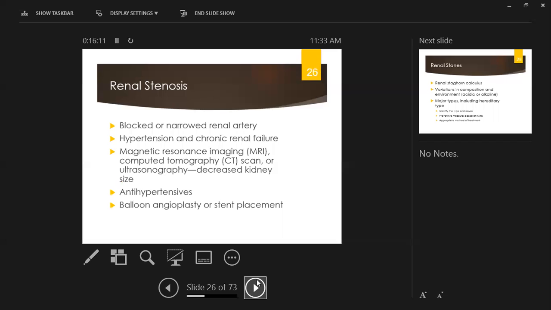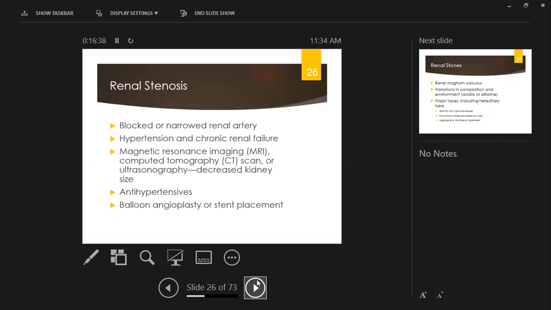Renal stenosis. So, renal stenosis is a blocked or narrowed renal artery. Hypertension happens when you have stenosis, right? So if the renal artery is narrowed, you're going to have a higher pressure coming into the kidney, and therefore we're going to have lots of kidney damage. This is going to lead to chronic renal failure, and also those with chronic renal failure are at increased risk for renal stenosis. So it's kind of a correlation regardless.